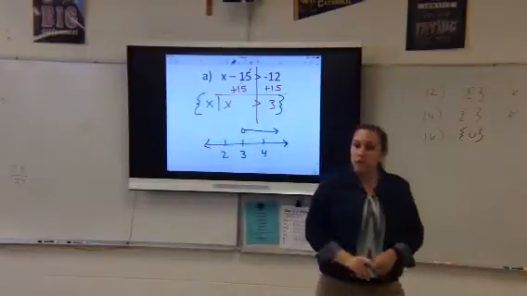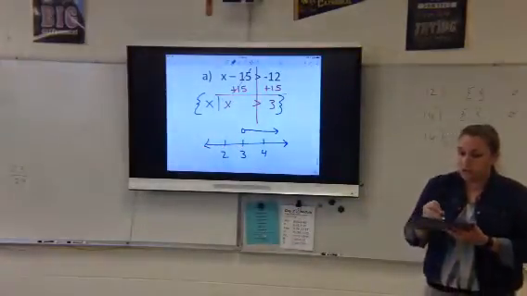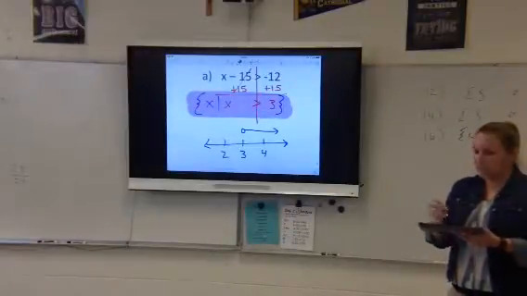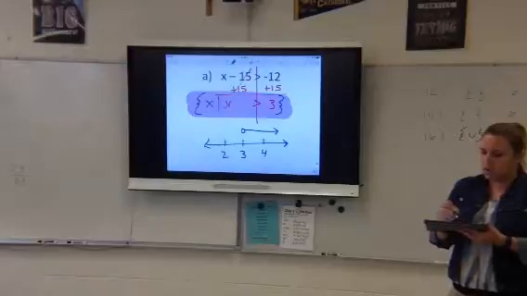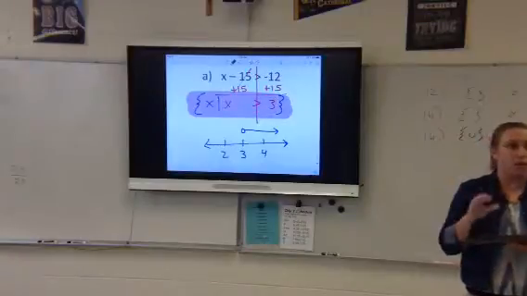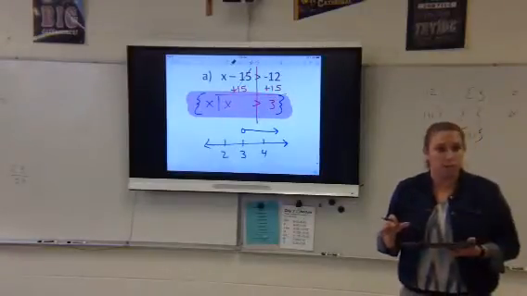If the directions ask for set builder notation, then you need to make sure that's what you put. If it doesn't say set builder notation, then you can just put this little guy right here, and you're good. But for practice, here at the beginning, we're going to put set builder on everything just to practice it.